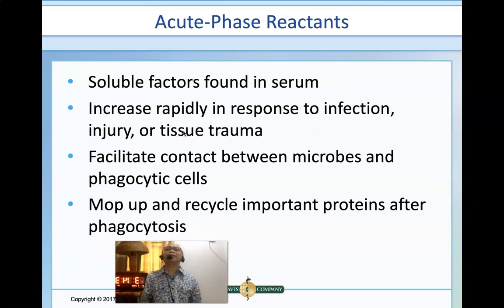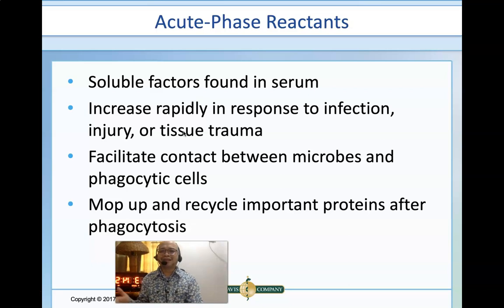Okay, so do you know that whenever we get injured, infected, or whenever there has been an injury or tissue trauma, we produce substances known as the acute phase reactants, soluble factors found in our serum. So what is the purpose of the acute phase reactants?